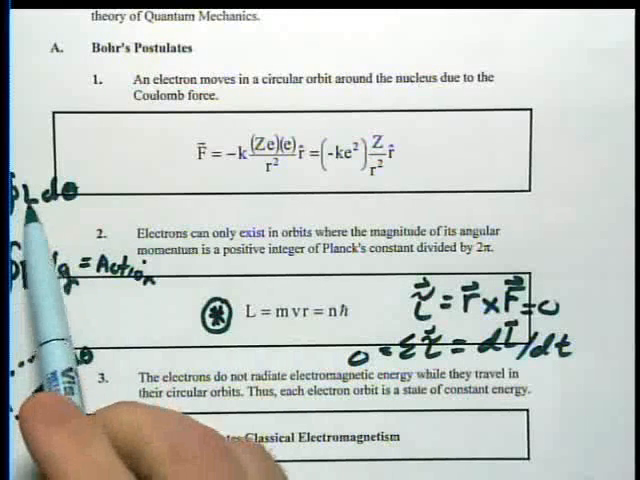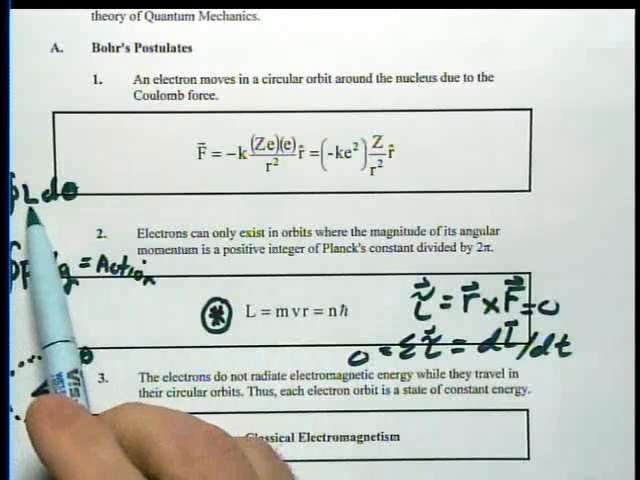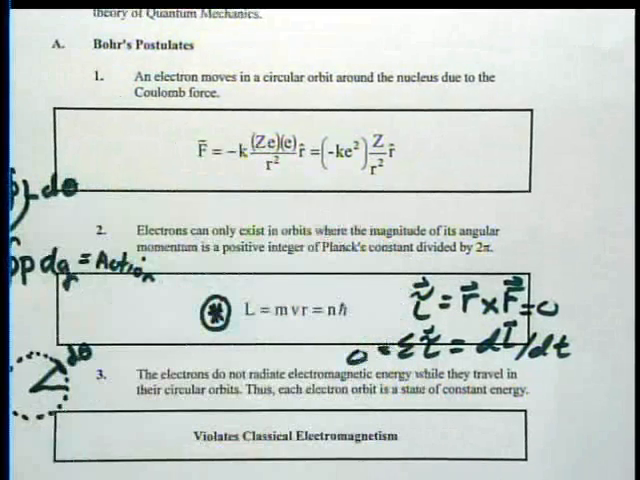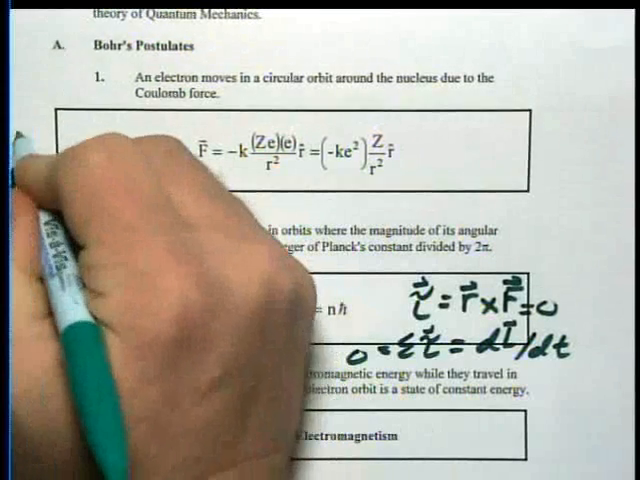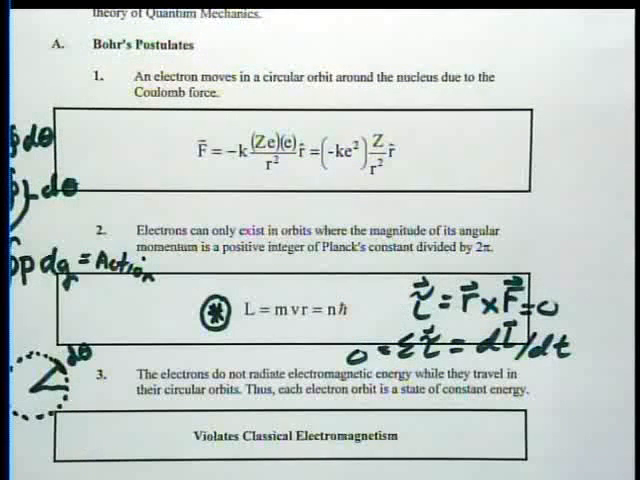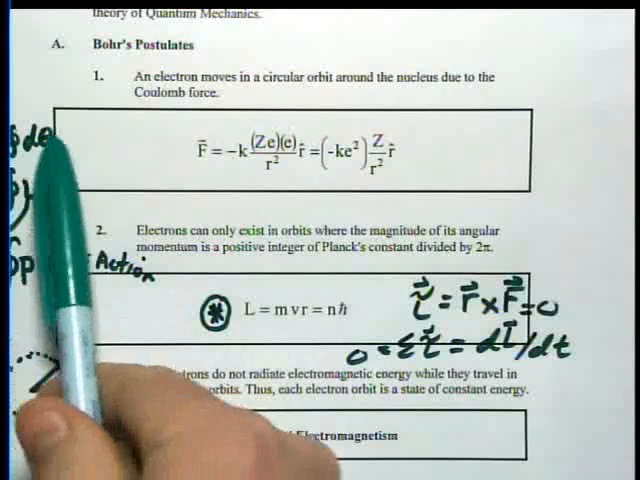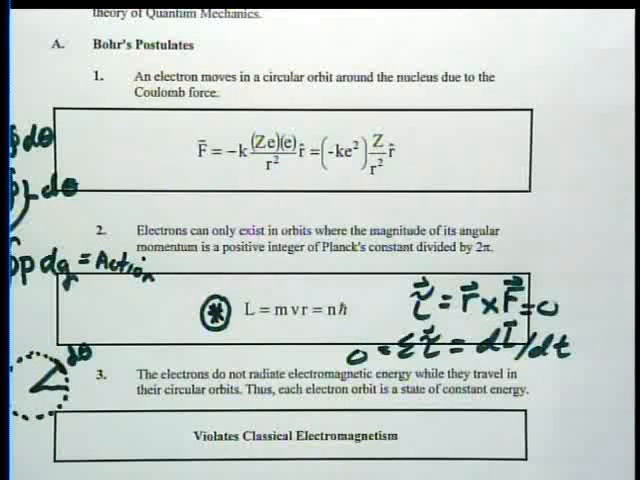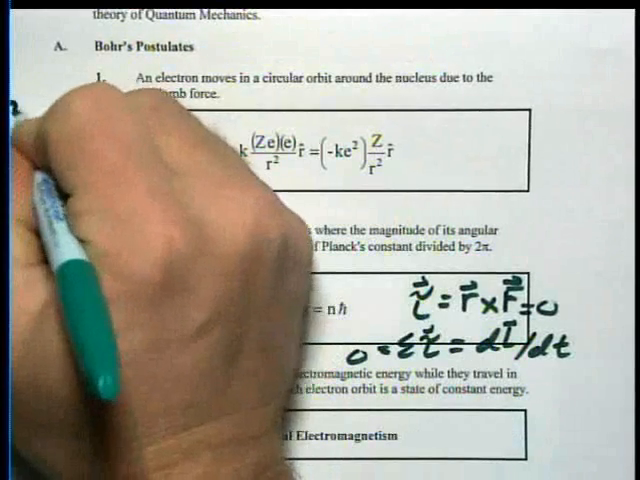But I just said that L was constant. So L comes outside. So now I got L integral d theta. Now, what's the integral of d theta over a closed circle? 2 pi. So he gets L 2 pi.